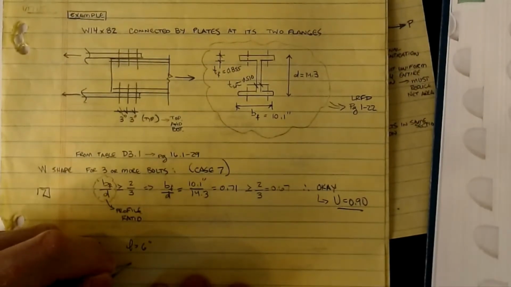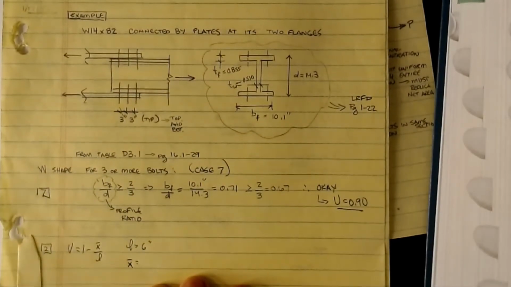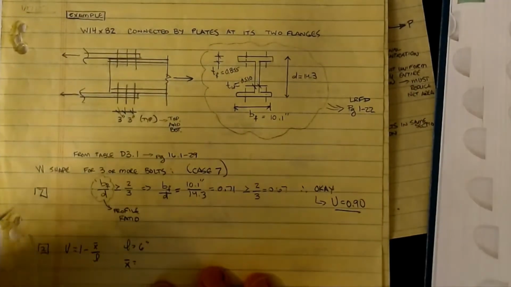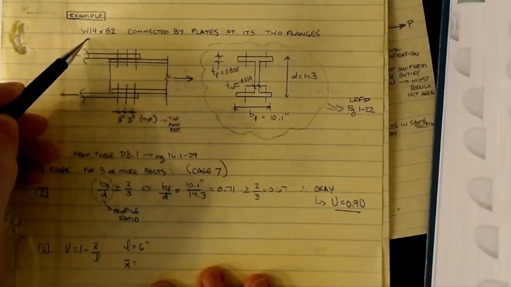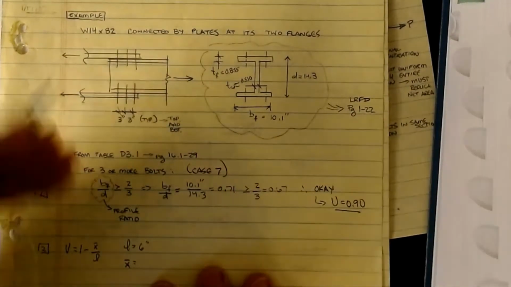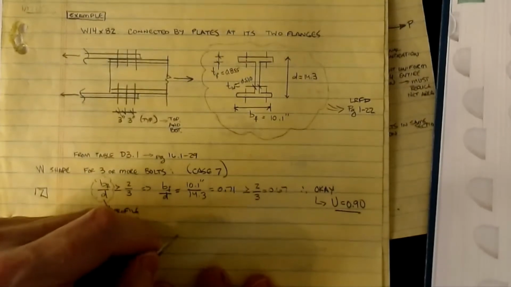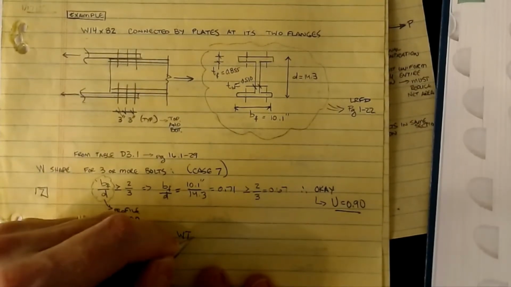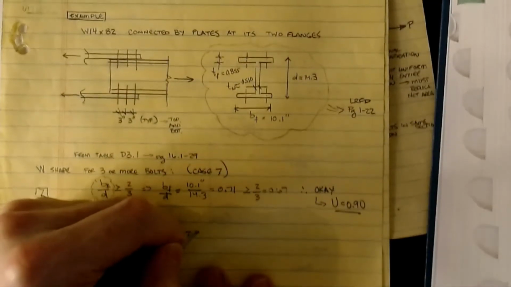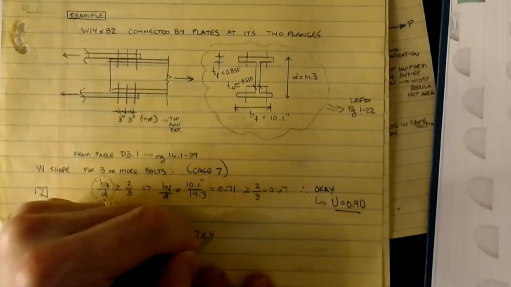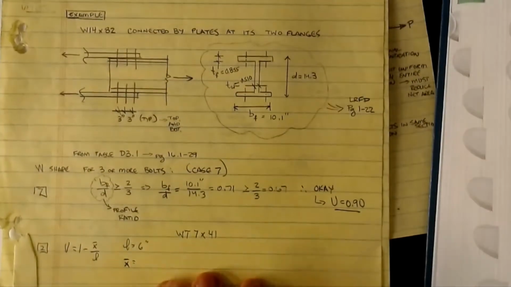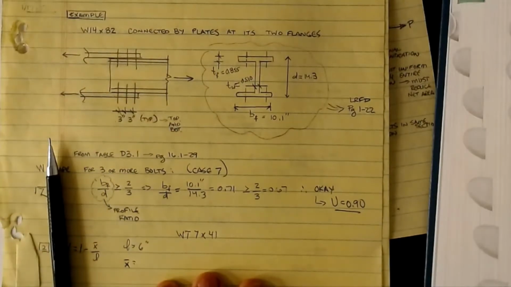So my challenge then is I have to figure out what the X bar is on this thing. The way that we do that is we say, well, our shape was a 14 by 82, but if you remember the commentary, it says we're now looking for a WT equivalent that is half of that. So this is going to be looking at the 7 by 41 table for the WT. So I'm going to pause the video and go find that real quick, and I will be right back.